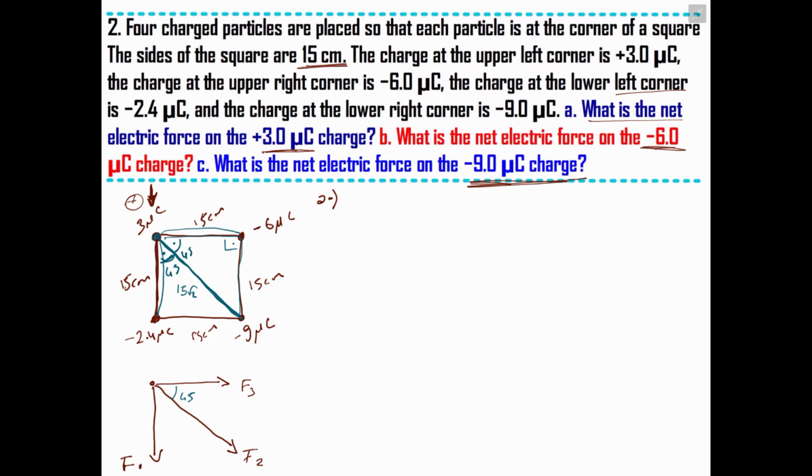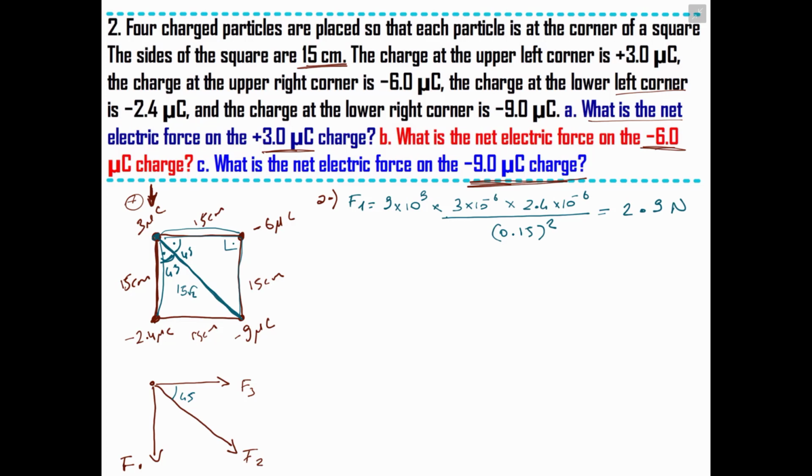And then let's continue. I will calculate all the forces individually. F1, that is the force between 3 microcoulomb and -2.4 microcoulomb. So k times Q1 times Q2 over r squared. So 9 times 10^9 times 3 times 10^-6 times 2.4 times 10^-6. The distance between them is 0.15 meter squared. So the result is going to be 2.9 Newton.